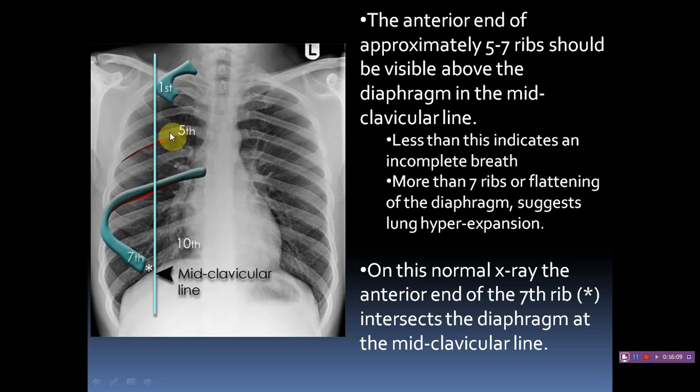So you can count continuously. You can see 1, 2, 3, 4, 5, 6, 7, 8, 9, 10. There are 10 different ribs visible in the lung field. But if you see the whole length of the 7th rib, it means a proper breath hold technique was done by the patient.